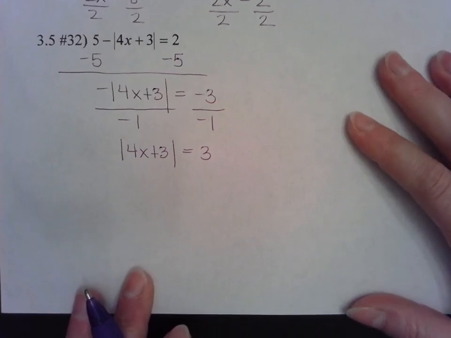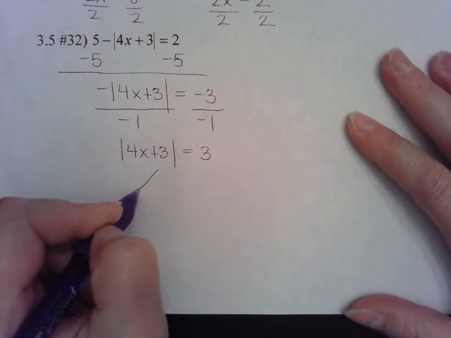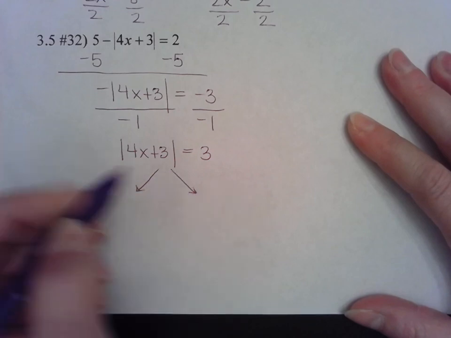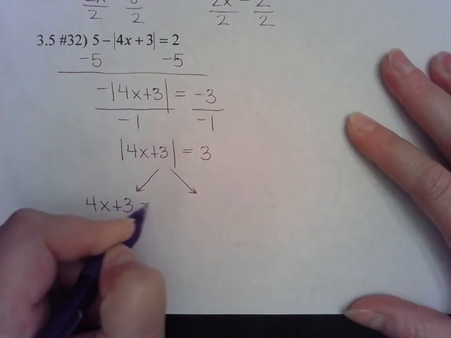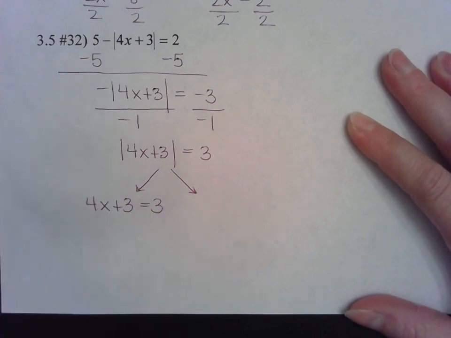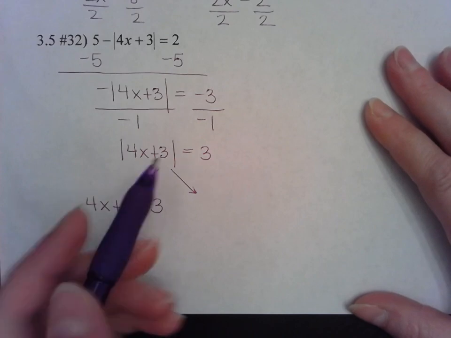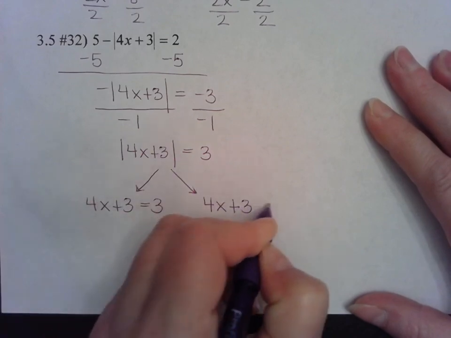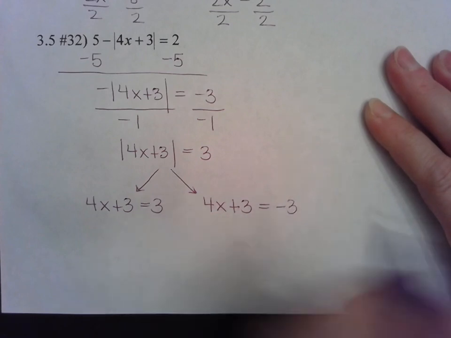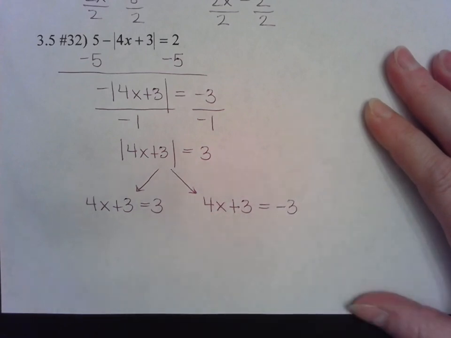And then I want to break this into my two cases. The first case is as is. Take out the absolute value. The second case is to remove the absolute value and make this right-hand side negative. That also is a 3 this time. That's kind of interesting.